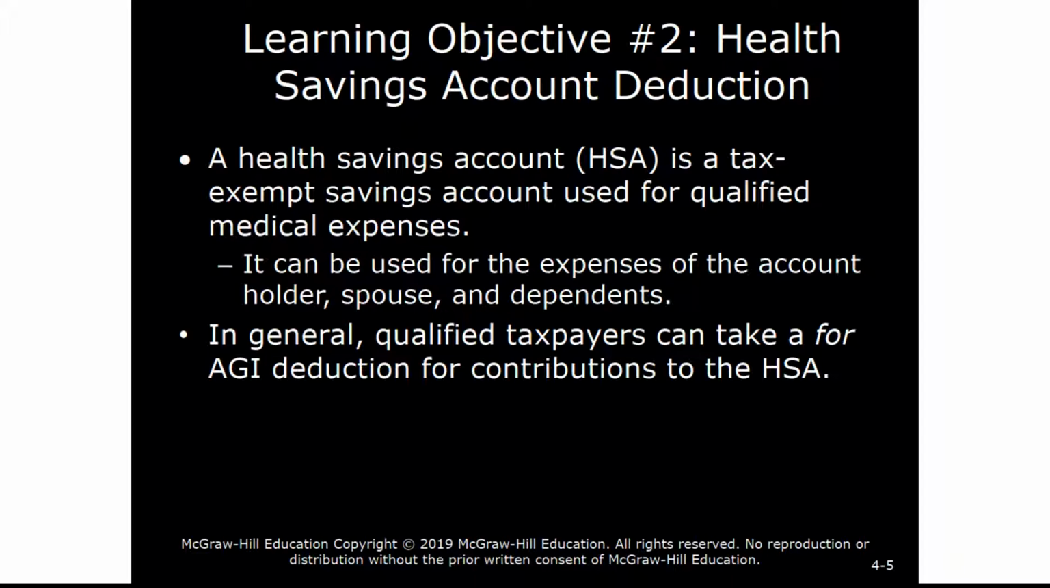Another important deduction for AGI is a health savings account deduction. The health savings account deduction, or the HSA, is a tax-exempt savings account for qualified medical expenses such as premiums paid on this high deductible health coverage and certain other medical expenses. Folks who are married or have children or spouses would qualify as well under the HSA.